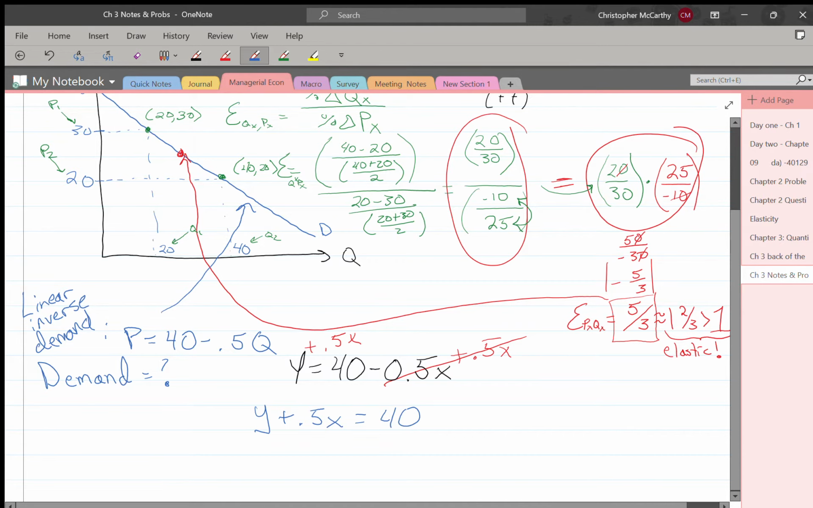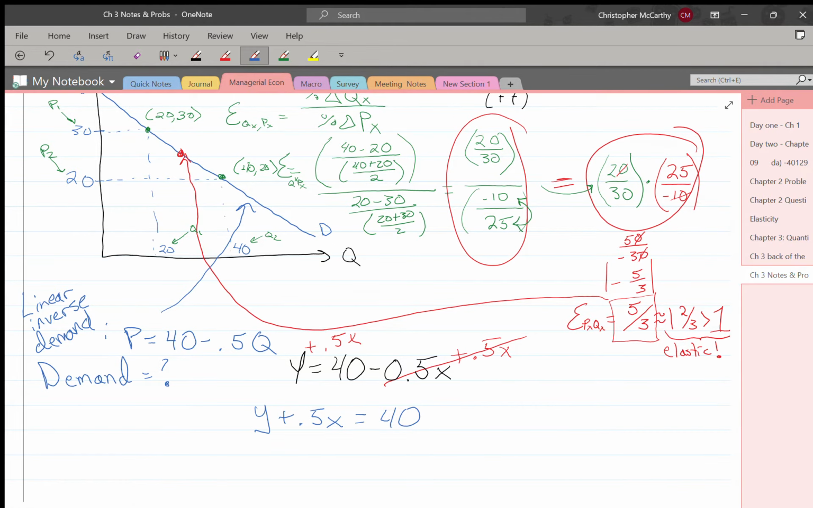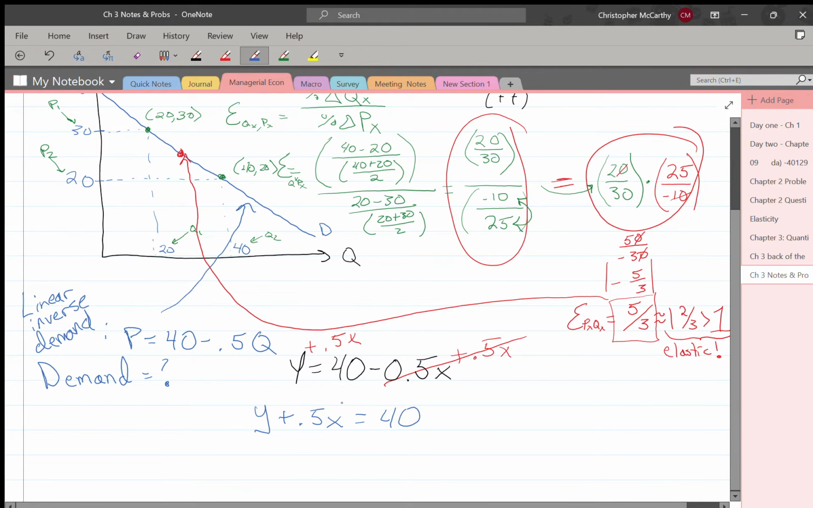I'm trying to isolate x, so I need x to be the only term on the left-hand side of the equation. That means that I have to subtract y from both sides. That takes that y away, y minus y equals 0. And so we end up with 0.5x is equal to 40 minus y.